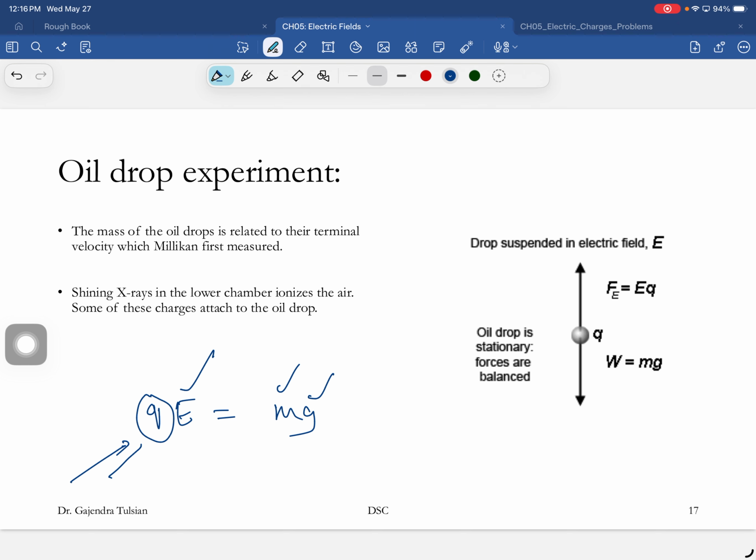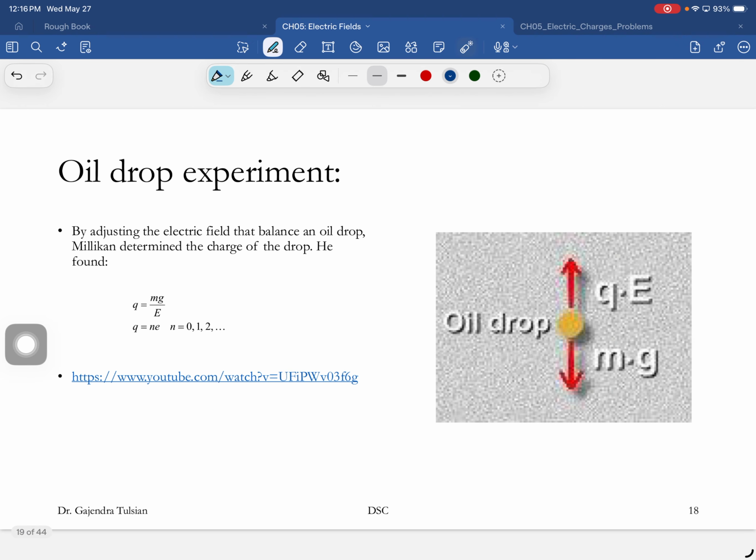All right, so you can calculate the charge. And he did this for thousands and thousands of drops. And what he found was that the charge on the drop is always an integer multiple of the minimum charge. And that, we know today, is the charge of the electron, and the charge of the proton. And that fundamental charge is 1.6 times 10 to the minus 19 coulombs.